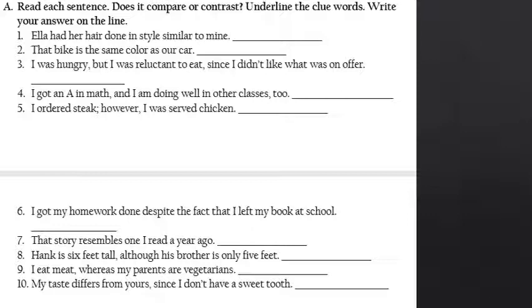Okay? First sentence, Ella had her hair done in a style similar to mine. So you might directly notice the word similar. This shows what? Compare, similarities, and we underline the clue word. 2, that bike is the same color as our car. So here it's also compare. Why? Because the word same shows that it is comparing.